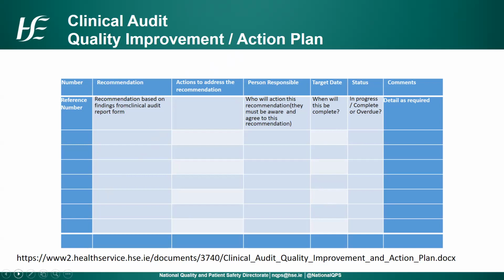And then you may like to make comments. Within the comments, you may outline why recommendations aren't moving on. Perhaps it's due to resource implications, maybe a post has become vacant, somebody that had a critical role within the action plan implementation plan. So documenting the reasons why things aren't progressing, or if they have progressed, documenting that as well.